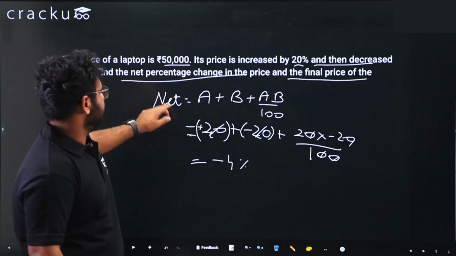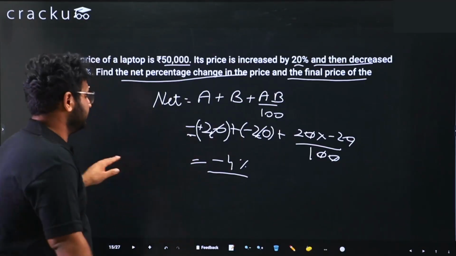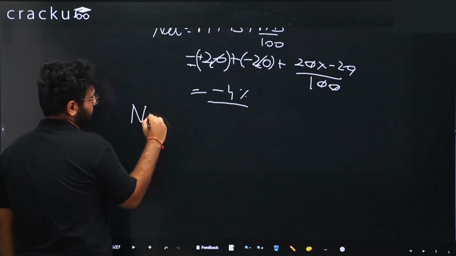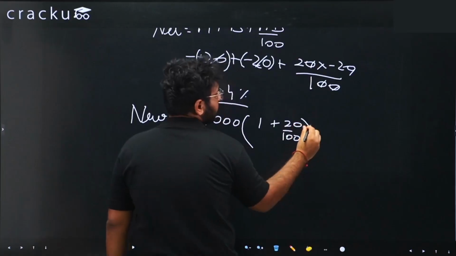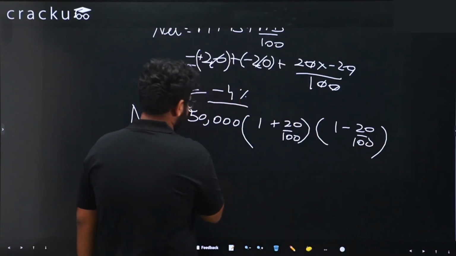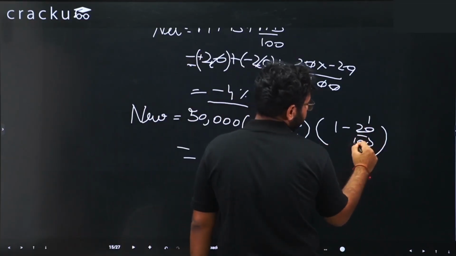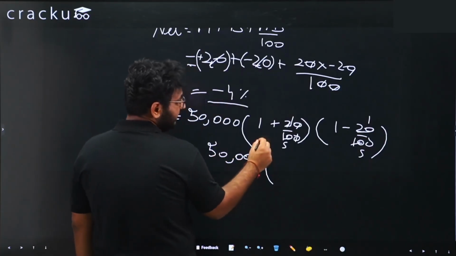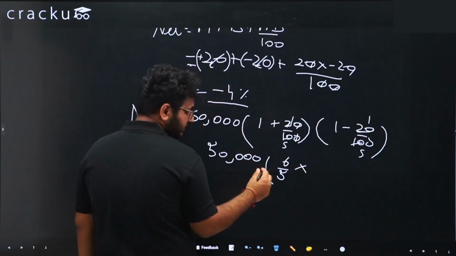So the final percentage change would be what? Minus 4%. Or we can do it by successive multiplication also. So the new price would be what? 50,000 into 1 plus 20 by 100, into 1 minus 20 by 100. So this would be equal to what? 20 is 2 into 5, or 10, so this is 1 by 5. So this will be 50,000 into 1 plus 1 by 5, which is 6 by 5, into 1 minus 1 by 5, which is 4 by 5.